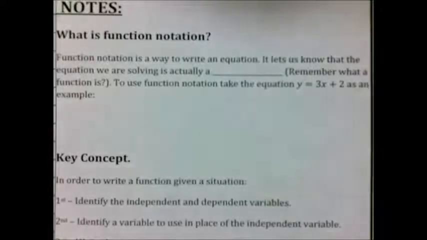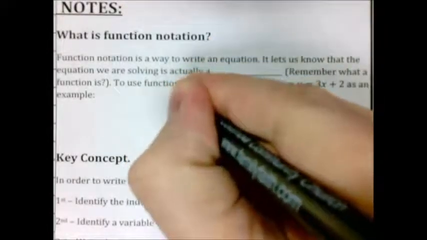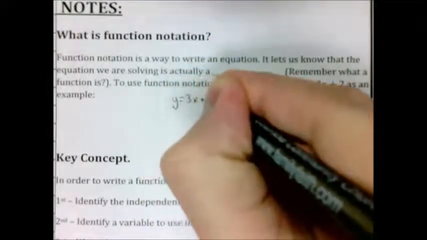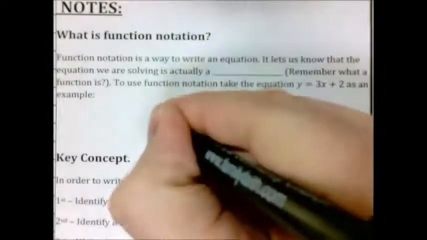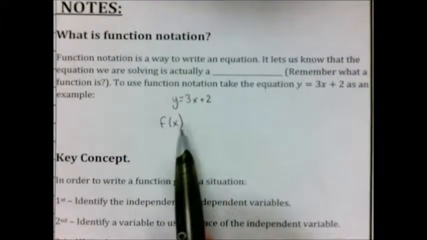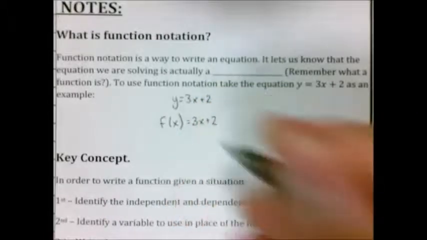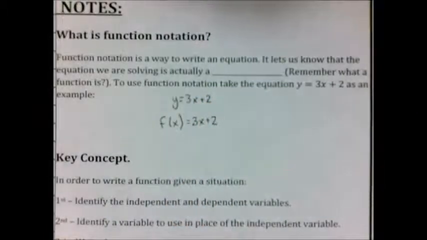So to use function notation, we're going to use y equals 3x plus 2 as an example. Honestly, the only thing that we do is instead of writing this y, we write this little symbol right here, which means f of x, or your function depending on x, is equal to 3x plus 2. And that's how you would change an equation and write that in function notation.